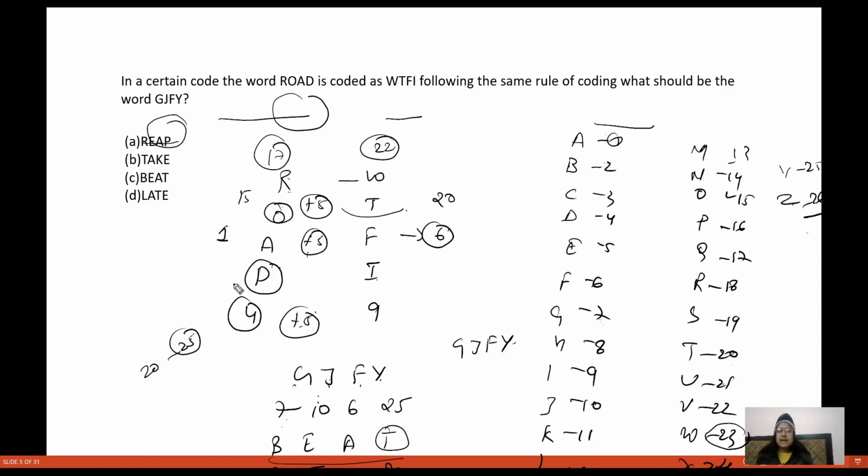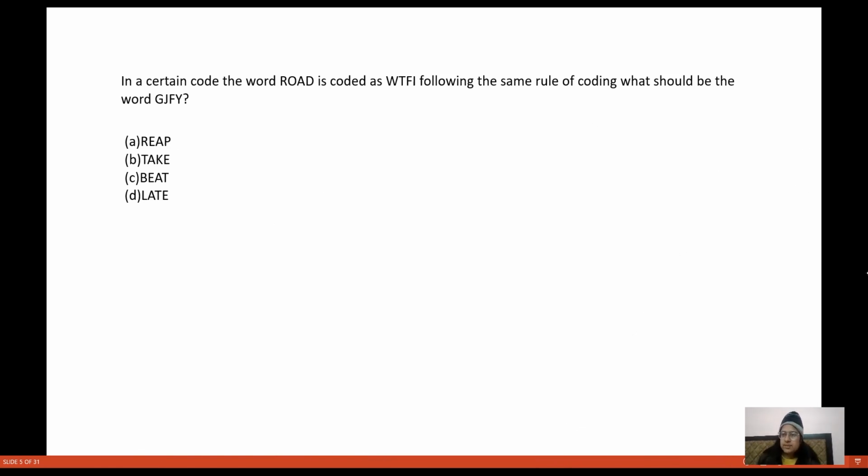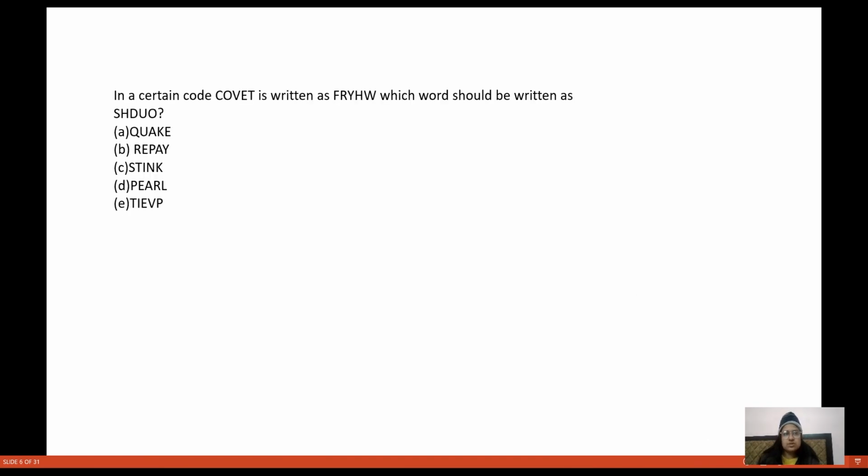We found the logic that every letter is doing +5, and then it is asking, by the same rule of coding, what should be the word for GJFY. It says there is a word BEAT and it has been coded to GJFY. You have to reverse code it. When we were doing the first thing, we were adding. Now we are subtracting. So we get BEAT, 2, 5, 1 and 20. I hope everybody is clear with this. Now let's move on to the next question.